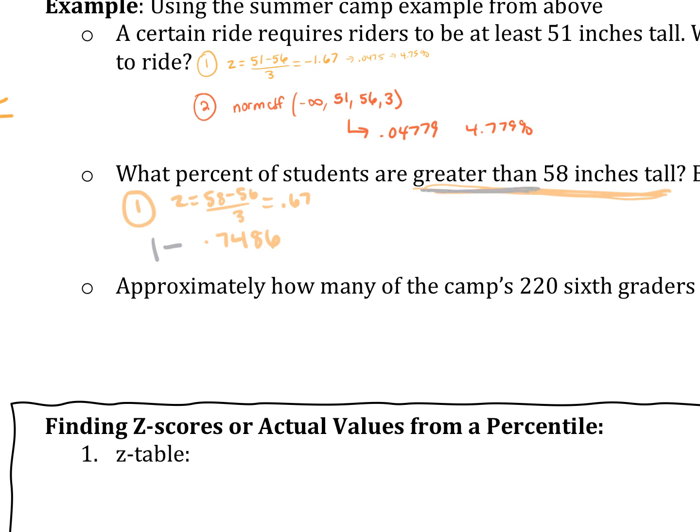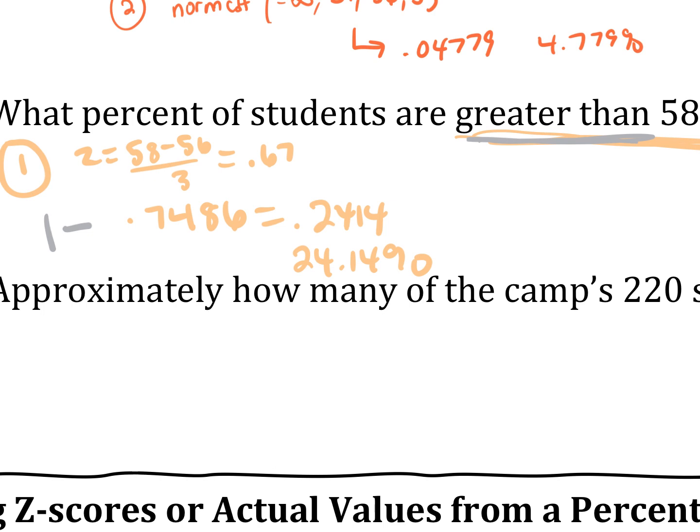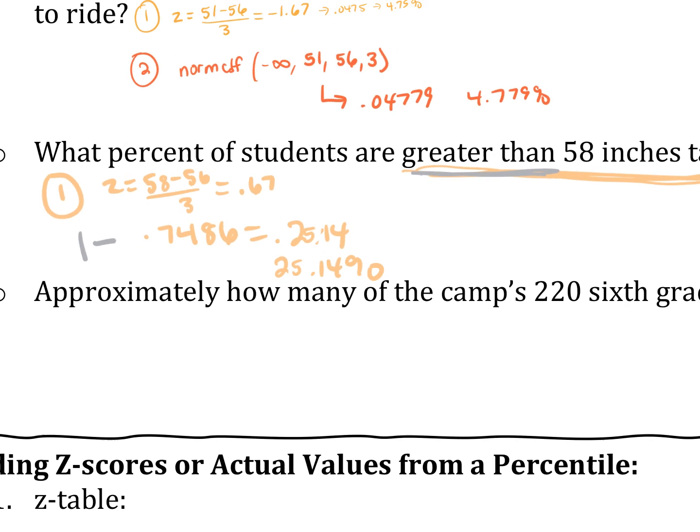So 1 minus that gives us, what is it, 0.2414? In other words, 24.14%. Okay, 25. Wait, 25. 2514. Okay, sorry. I'm trying to do the math in my head real quick, and I'm not running on all cylinders this morning. Thank you.